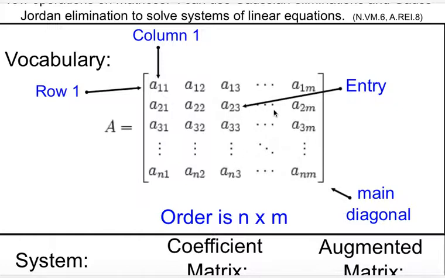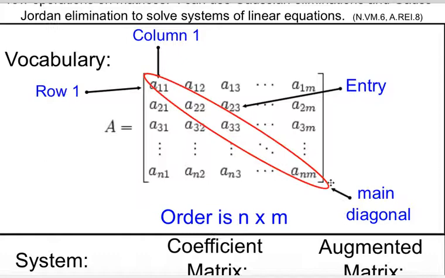A matrix is made up of elements. We call them entries. So this one right here is entry a sub 2,3. This means that it's in row 2, column 3. So it tells you exactly where it is. A matrix also has a main diagonal. The main diagonal goes from the top left-hand corner to the bottom right-hand corner.